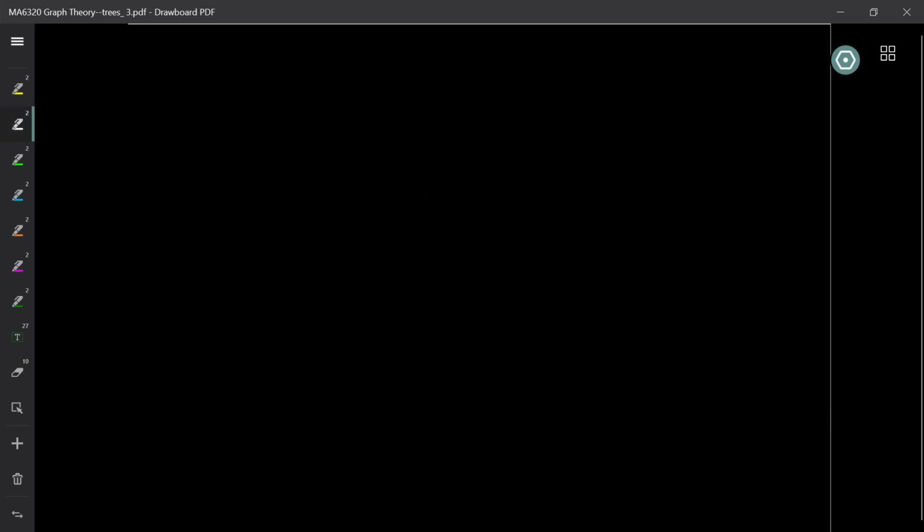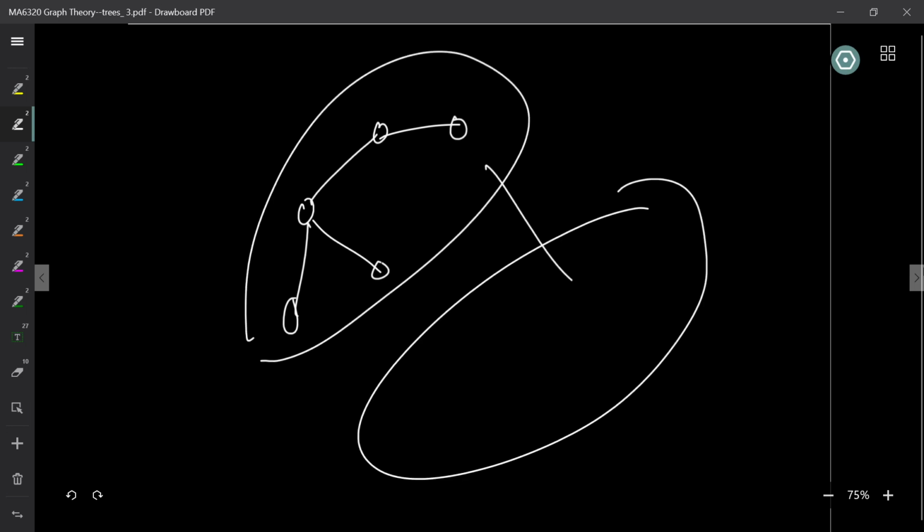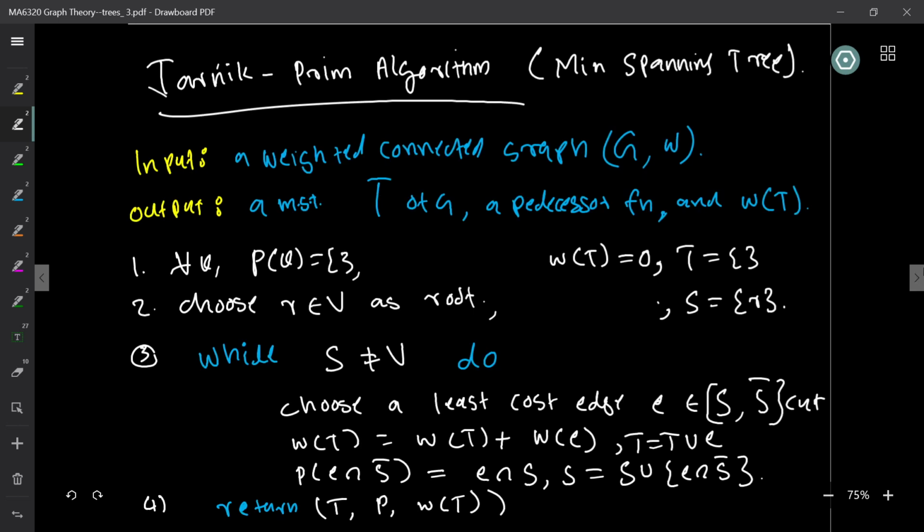Basically, now you are growing some tree, and once you have grown some tree, you look at the remaining vertices. Any set with its complement creates a cut, all the edges across this. Because the graph is connected, this cut is non-empty. So you look at the edges across this cut and pick the smallest weight edge among these cut edges. That edge I add to the tree, T is equal to T union E, and the weight of T is the weight of the tree plus the weight of this edge.